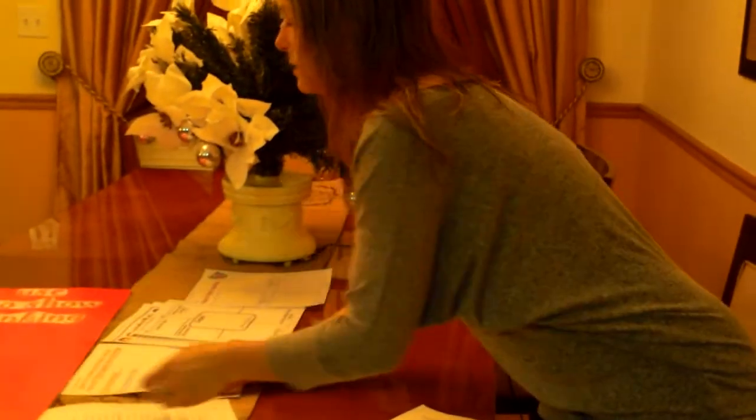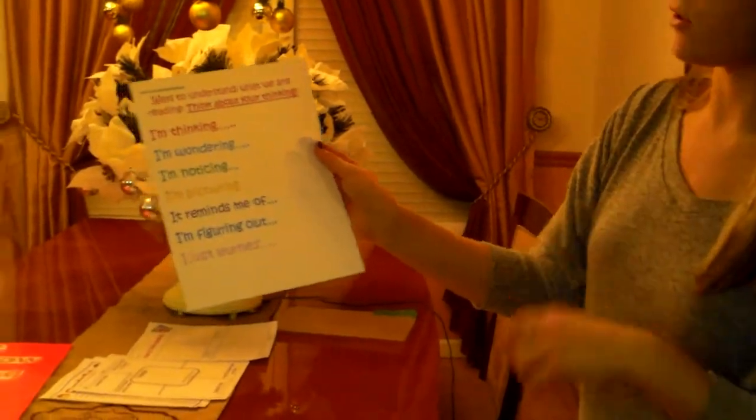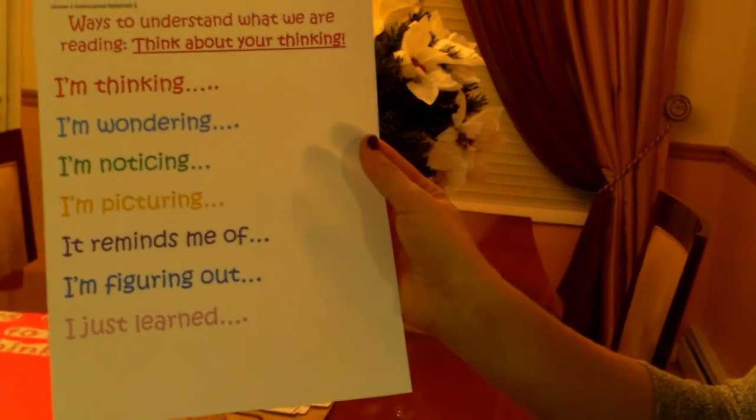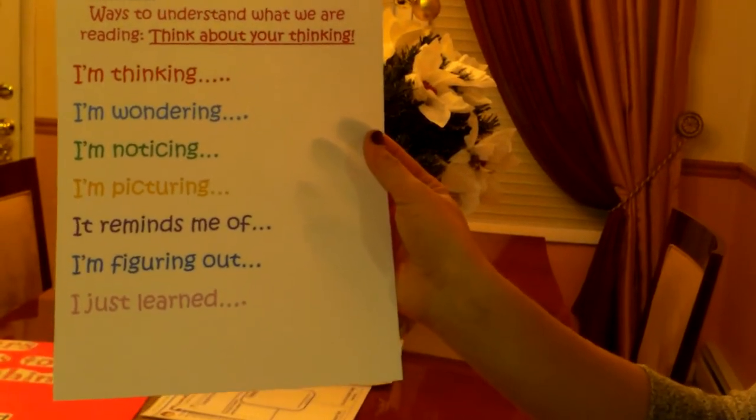The second piece is ways to understand what we were reading. Think about your thinking. I'm thinking, I'm wondering, I'm noticing, I'm picturing. It reminds me of, I'm figuring it out, I just learned. So while we're reading, Jada has these next to her so that she understands what she's talking about, and these are good sentence starters for her to really get her thinking. So those we use throughout the tutoring sessions, and we'll also use them today.